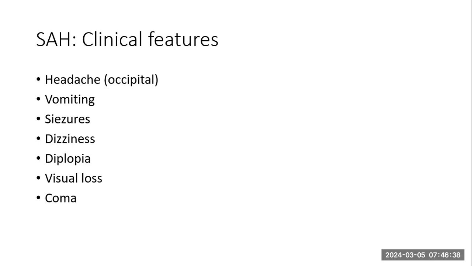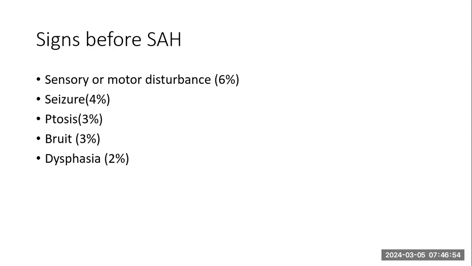So due to raised intracranial pressure, they could also have vomiting, and some of them could present with seizures. The patient could have dizziness, diplopia, visual loss, and then ultimately they may have a coma. So the HORAC, as it were, are signs to note before a patient has subarachnoid hemorrhage. A number of them are said to have a sensory or motor disturbance. Seizure could be a warning sign, ptosis, bruit, and dysphagia.